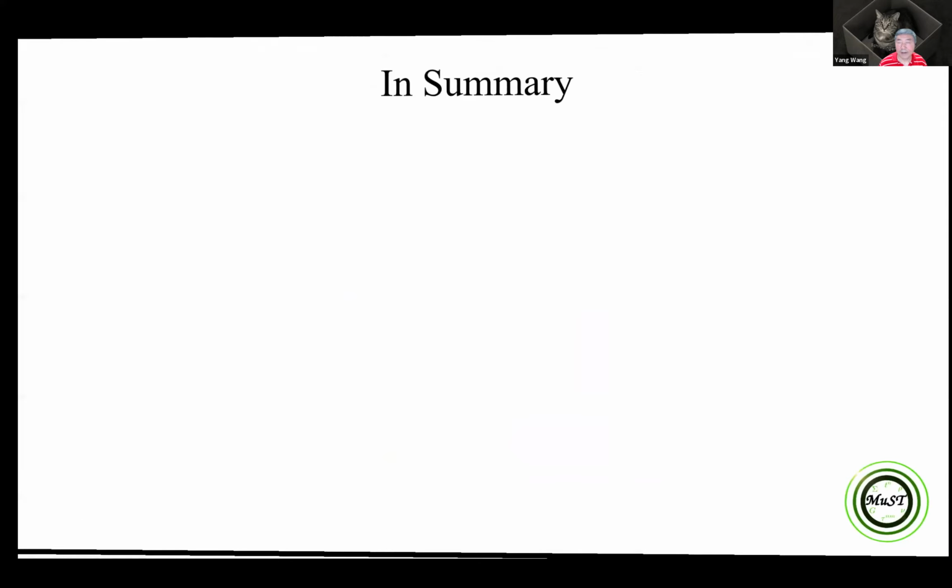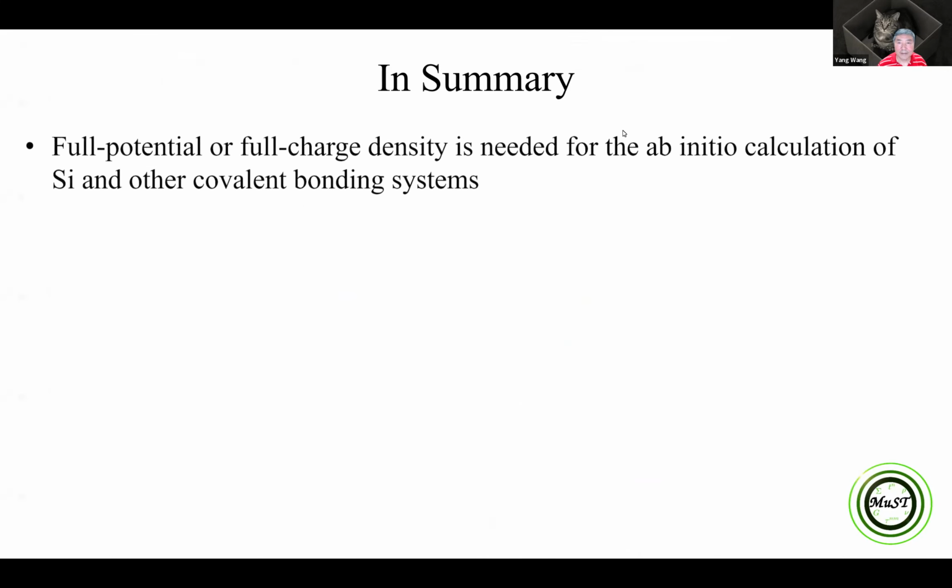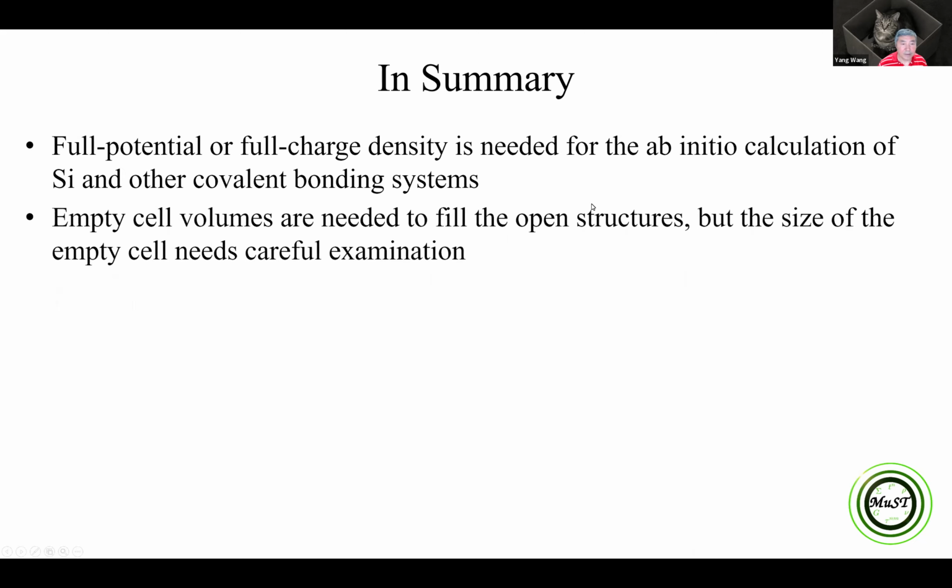Now, in summary, the full potential or full charge density is needed for these calculations for silicon. Obviously, even though I tried Muffin, as I showed, the result is not very satisfactory, so obviously we have to do full potential. We need to use empty cell volumes to fill up all the voids. It certainly is necessary, but the size needs to be carefully determined, right?